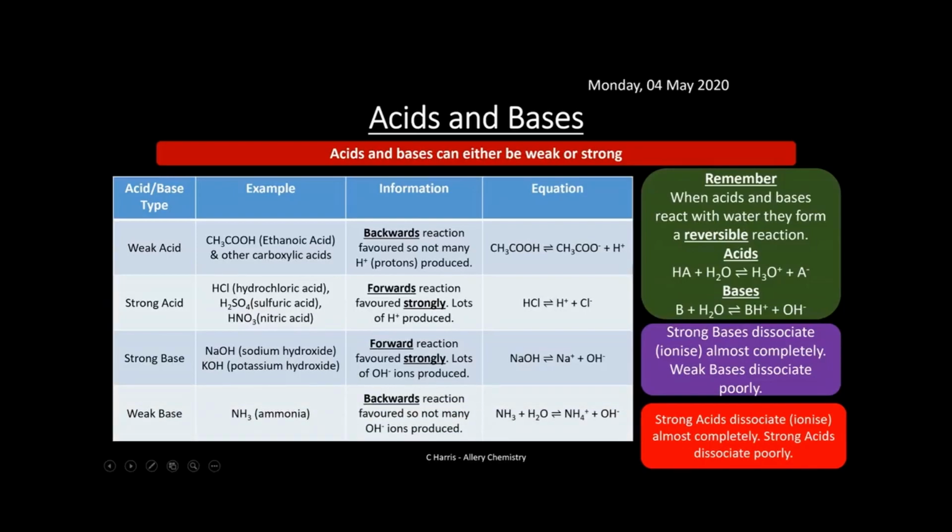Weak bases, ammonia is a classic example of a weak base. The backwards reaction is favoured heavily in terms of ammonia. So in other words, we have lots of this on the left-hand side, not so much of this on the right-hand side. Because we don't have many OH minus ions, therefore it's classed as a weak base.